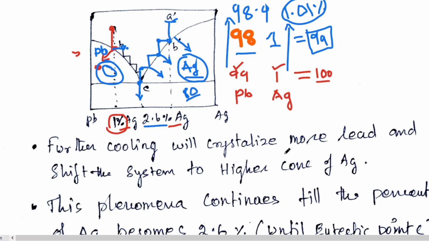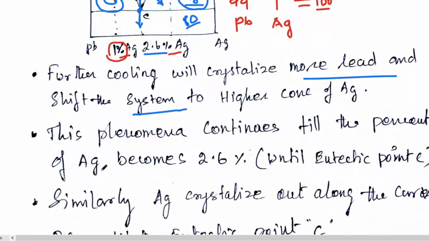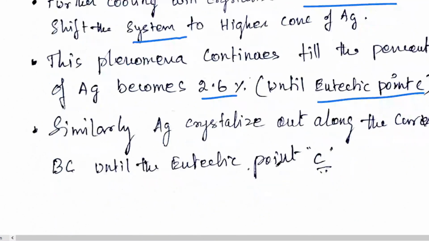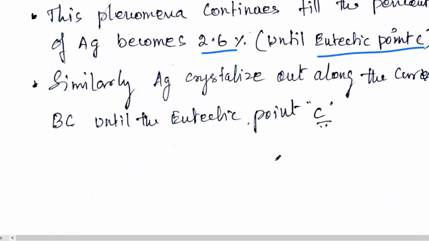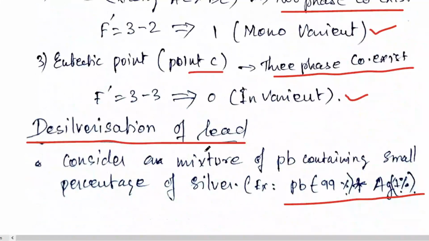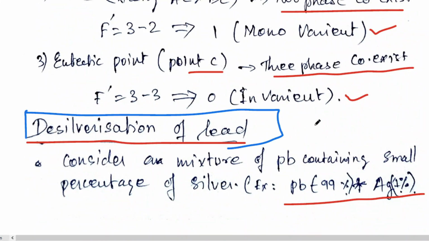Further cooling, more lead will get crystallized, and the system will shift to higher concentration of silver, and this phenomenon continues till the eutectic point C, that is 2.6% of silver. Similarly, I have explained this clearly, and this is what is called desilverization of lead, and this is an important phenomenon in a simple eutectic system.